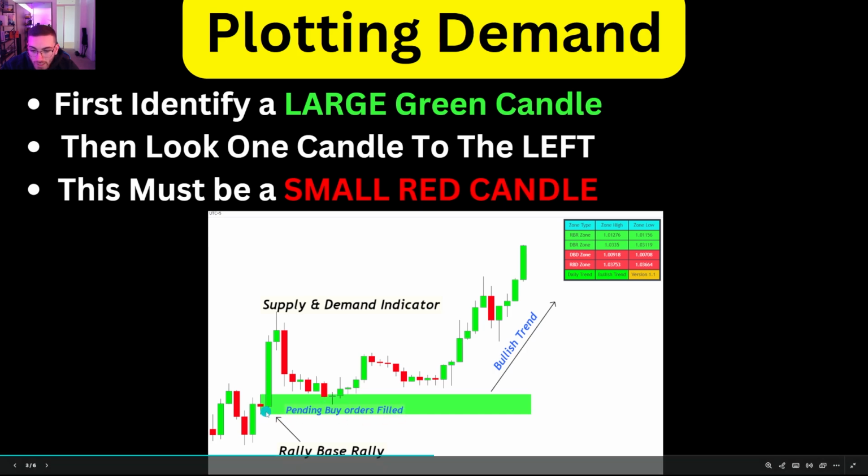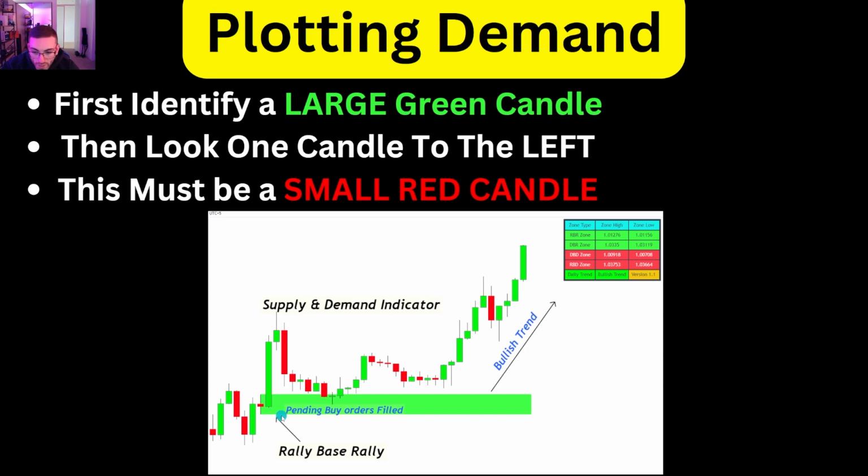Now, typically what I do when I am plotting my demand levels is I am going to take the lower wick of that red candle to the high of that red candle. So the upper wick right here. So that will end up being our demand zone.